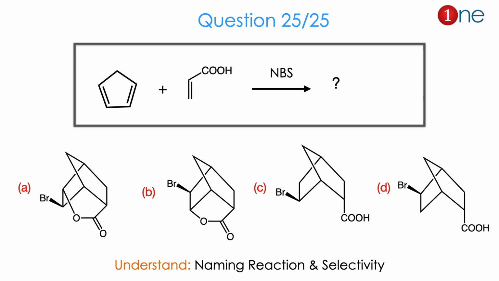Then let us look at the next question. They gave 2 starting materials, a diene and a dienophile with an acid group. You are using N-bromosuccinimide. They ask you to find the product. You have to guess where the bromine substitution occurred, whether cyclization, lactonization happens or not, or just a simple substitution happens or not. So from the reaction to product, you might realize the question is really about naming reaction versus selectivity. The answer is B. Let us see how.